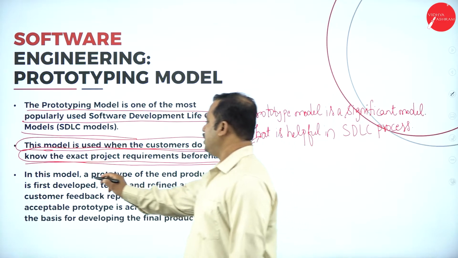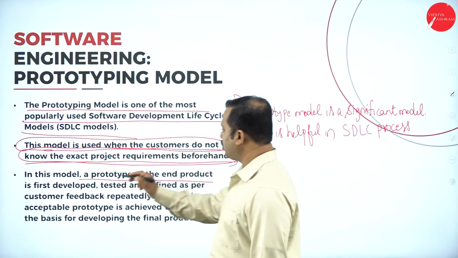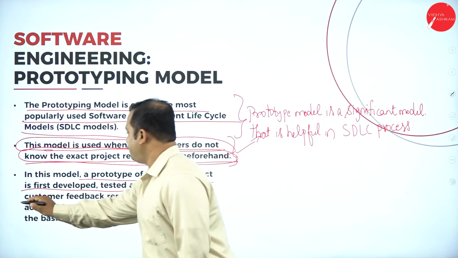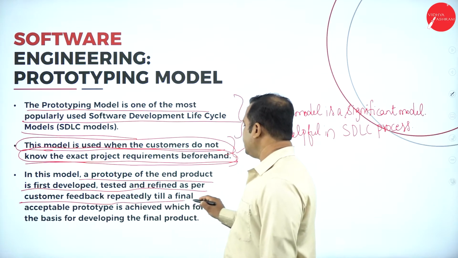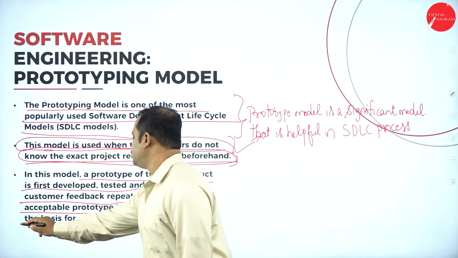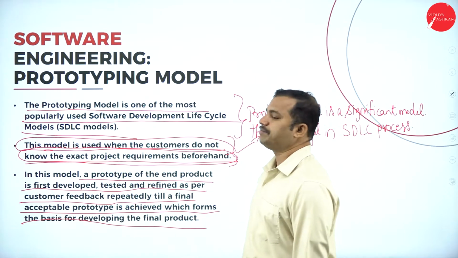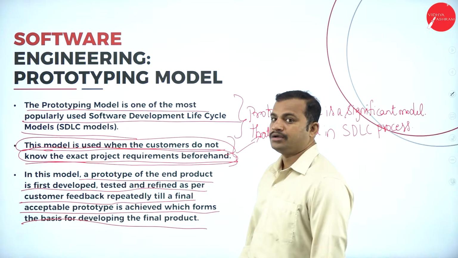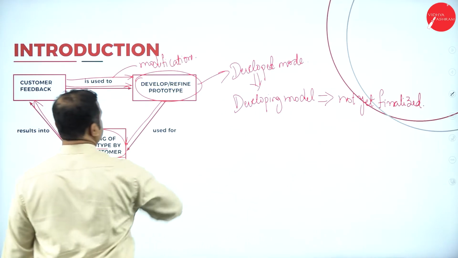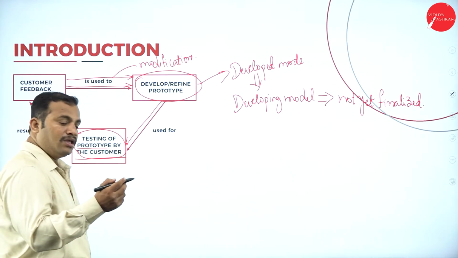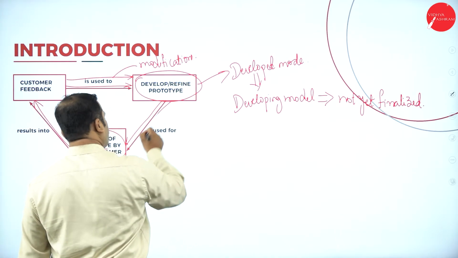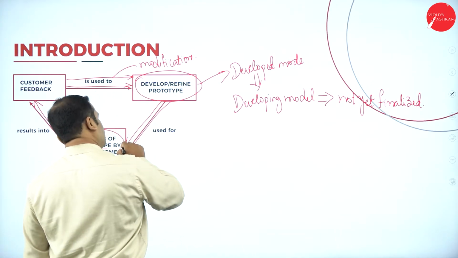In this model, a prototype is the first end product developed, tested and refined per customer feedback repeatedly till a final acceptable prototype is achieved, which forms the basis for developing the final product. That means, as I have already told you in the previous slide, the modification is given to the developer. The modified version is given to the customer.